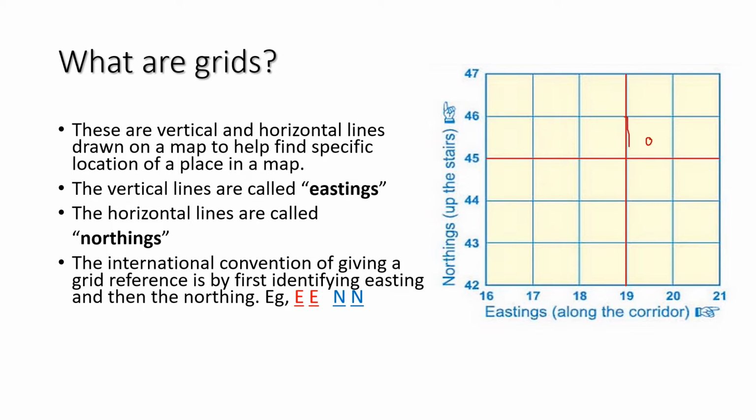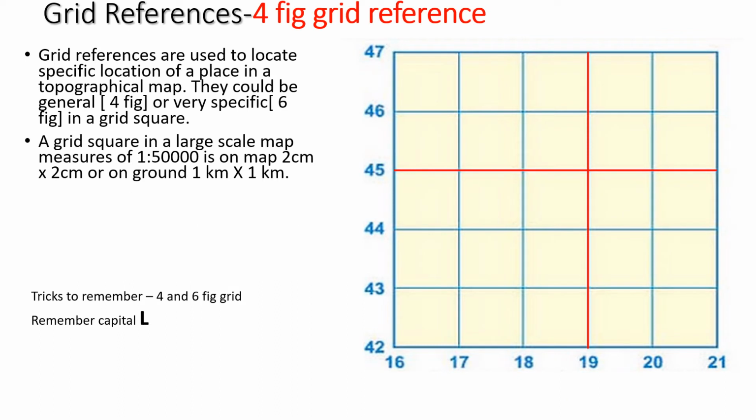Now we have to find out the 4-figure grid. So the first one is easting. We know this is easting. So here it is 90. And then we have northing. It is 45. So it will be 1945. That is the 4-figure grid of the well.